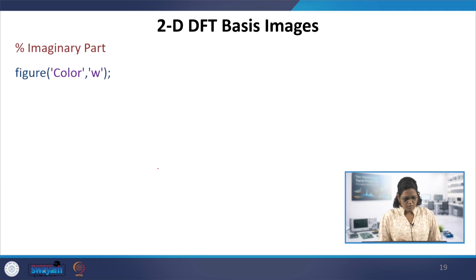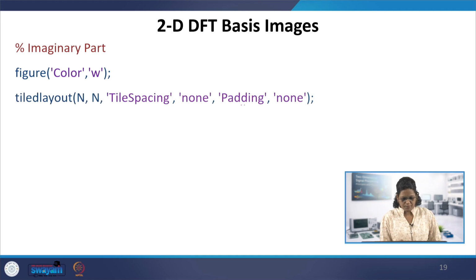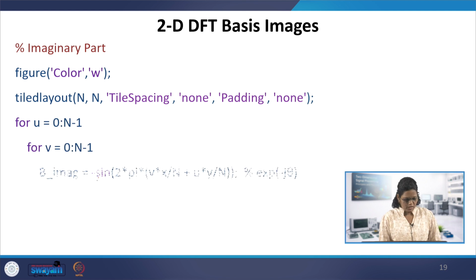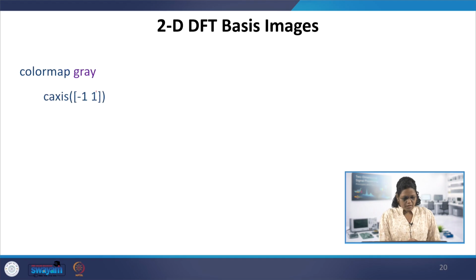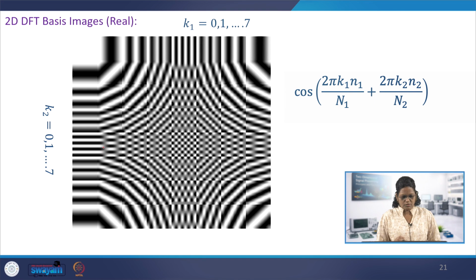Now for the imaginary part, similarly, if we get into plotting the imaginary part, these two things we are going to see as separate tiled plots, so that u and v are varying. Similarly, instead of cos, we take the minus sine of k1 and k2. So this is e power j theta. We also plotted with the image section and color map. So this is the DFT basis image of the real part.